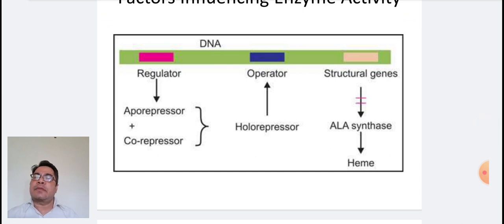In this diagram, we can see that the regulator gene produces aporepressor. This aporepressor plus co-repressor together form holorepressor. This holorepressor acts on the operator gene. This operator gene then inhibits the structural genes and finally inhibits ALA synthase, which is responsible for heme synthesis.